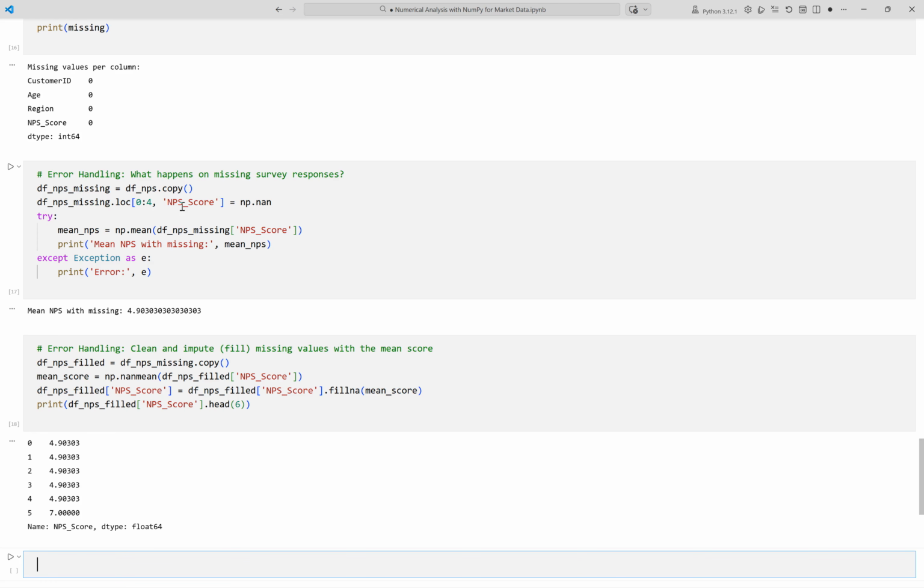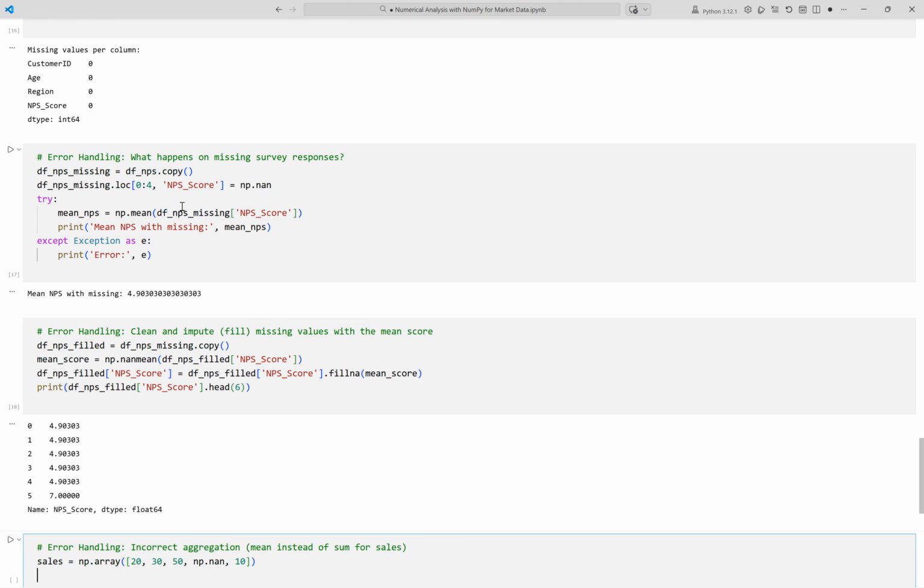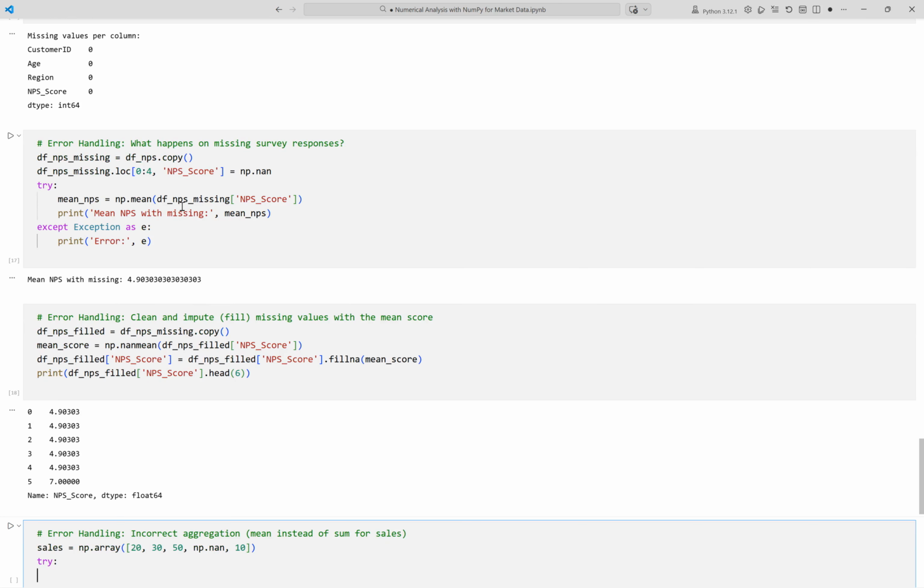Business decisions can go wrong if analysts use the wrong aggregation method. Sales numbers are provided with a missing value. Using mean instead of sum gives the wrong total.